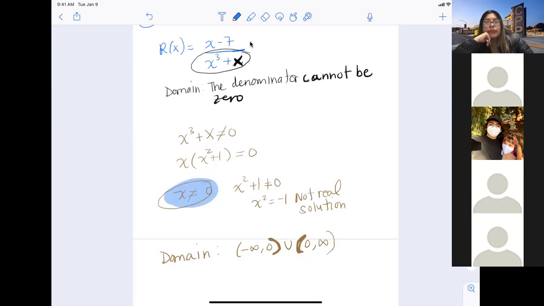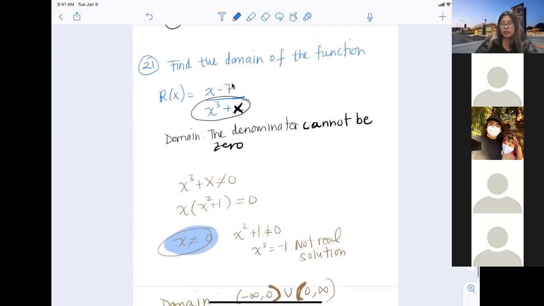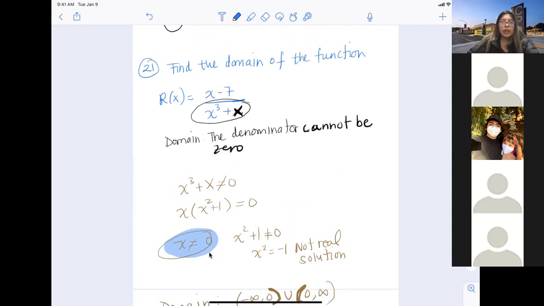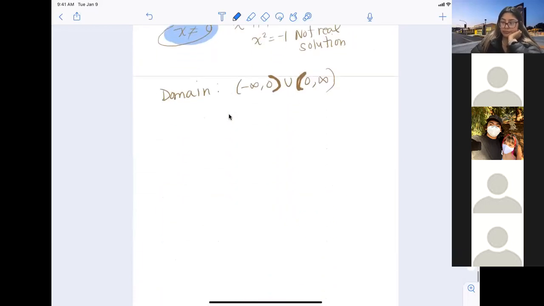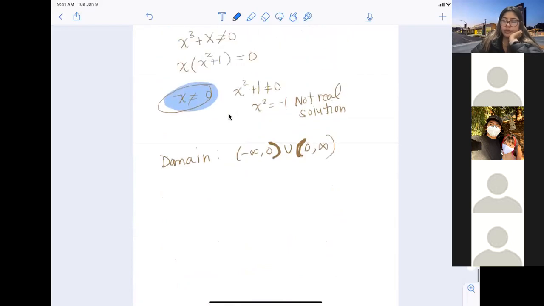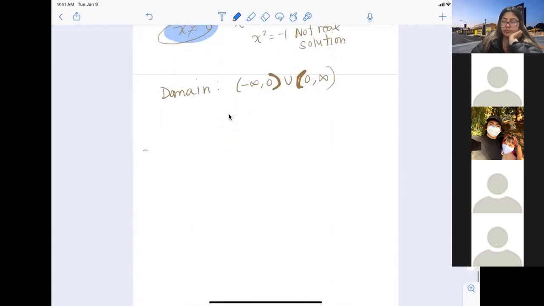Okay. Cool. So the next and the last question we'll do is we're going to find the difference quotient. So that's question 22. Find the difference quotient.